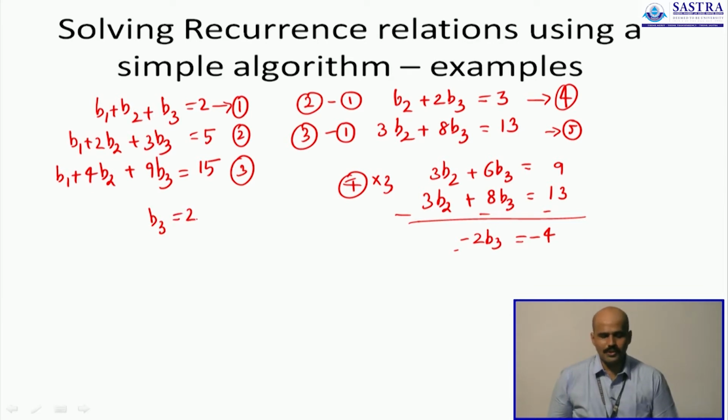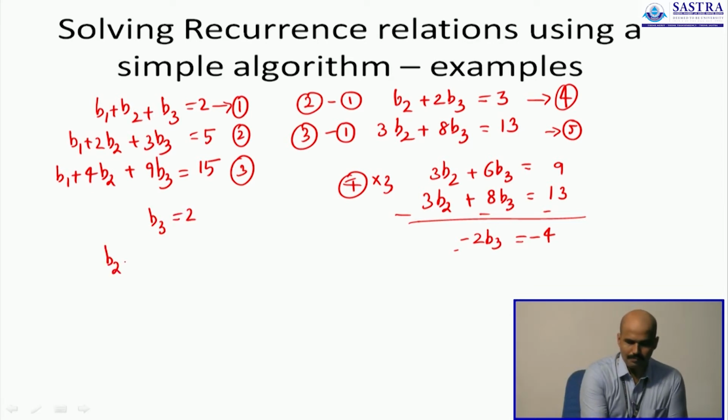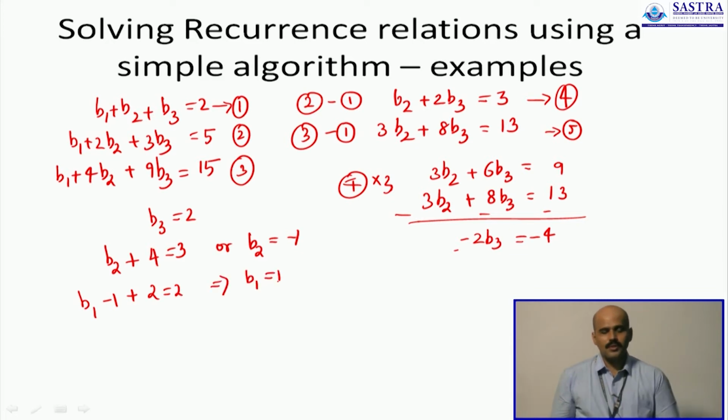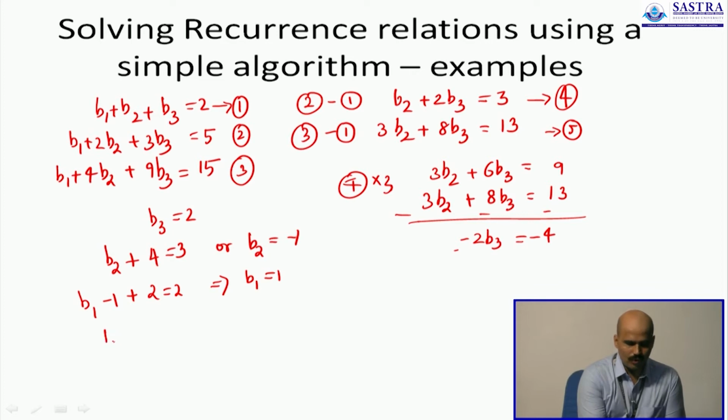Now once we know b3, b2 can be obtained. b2 plus 4 is 3, or b2 is minus 1. b1 minus 1 plus 2 is 2, which means b1 is also plus 1. So the three constants we are looking for are 1, minus 1, 2.